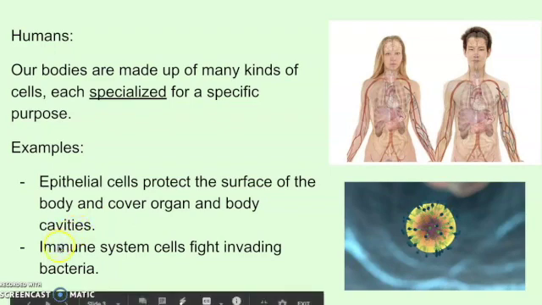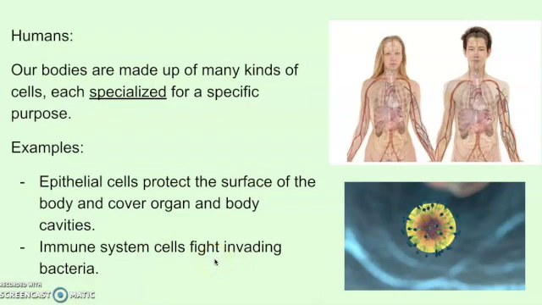Now we have other types of cells, and another example is for the immune system. Over here I have a picture of a helper T cell, which is an immune cell that helps fight invading bacteria.